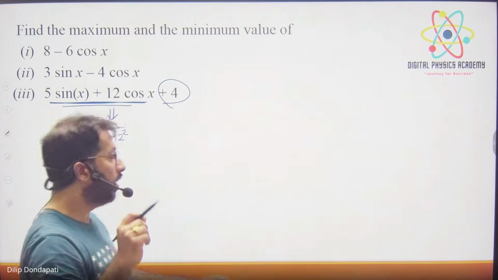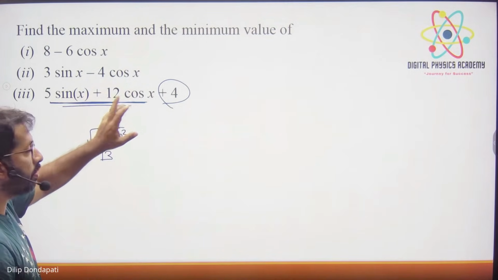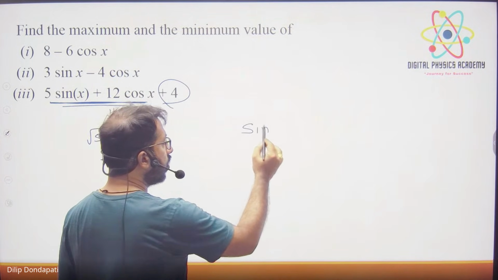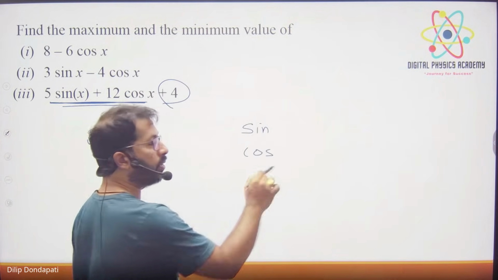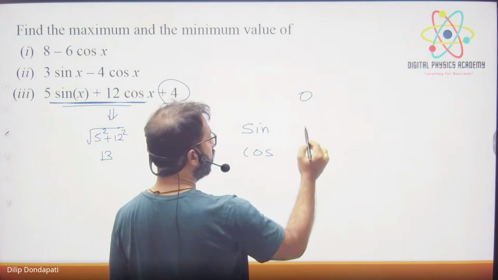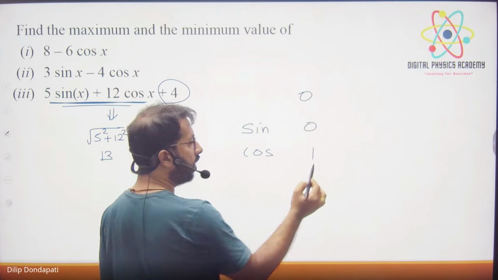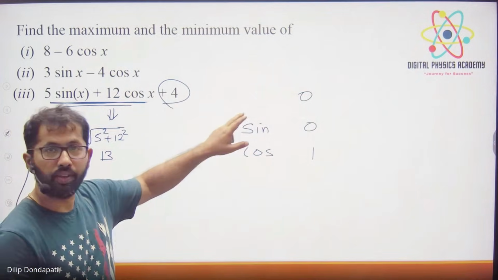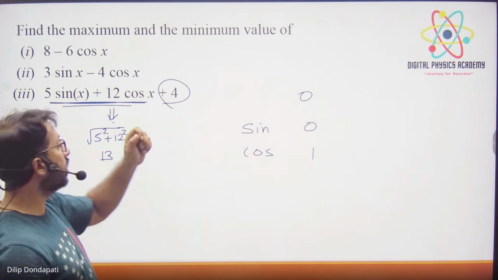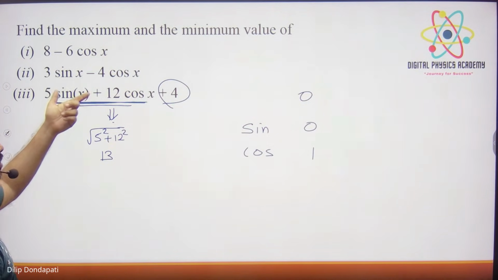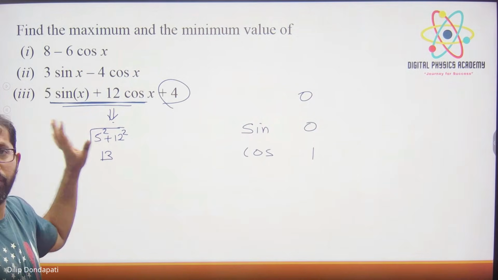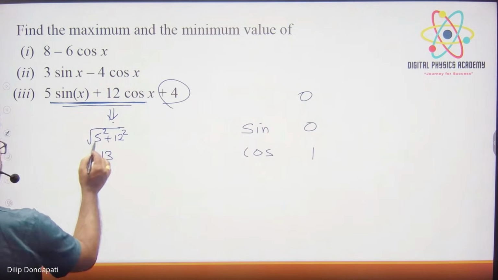See, listen. We cannot do it directly. Why? Because sine value and cos value maximum we cannot put at one time, because sine 0 is how much? 0. Cos 0 is 1. So we cannot put maximum or minimum value in one expression. So whenever it is in the format of a sin x plus b cos x, always we have to go for root of a square plus b square only. Okay. So here 13 is right.